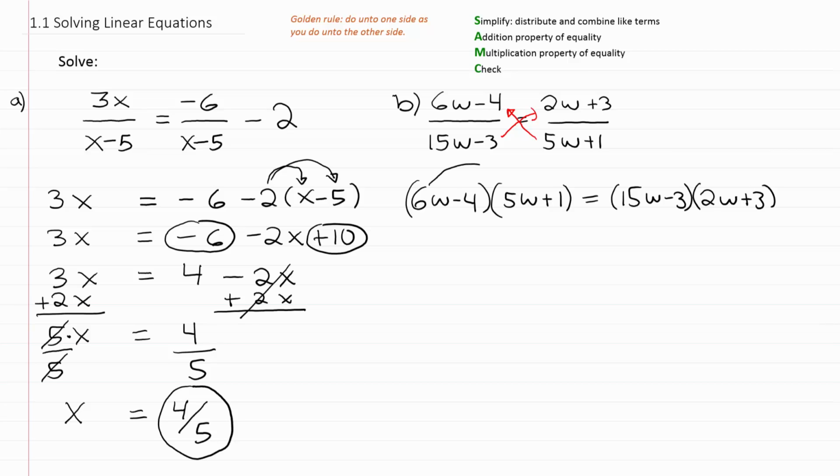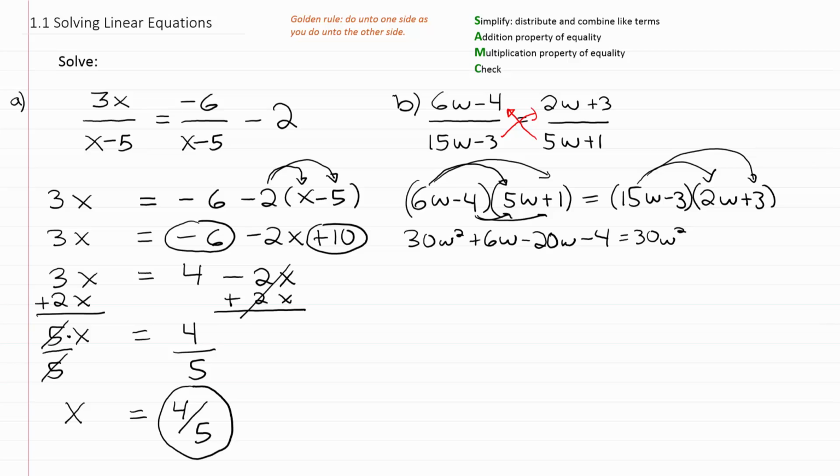So we'll have 6w times 5w, which is going to give us 30w squared. Then 6w times 1, which is going to give you just 6w. Then minus 20w. And then lastly, minus 4 times positive 1, which is negative 4. And that will be equal to 15w times 2w, or 30w squared. Then 15w times 3, which is positive 45w. And then from there, we'll have minus 6w. I'm going to write that just below here because we're going to run out of room otherwise. And then finally, minus 3 times positive 3, which is going to give you negative 9.